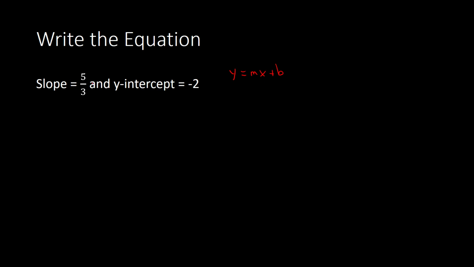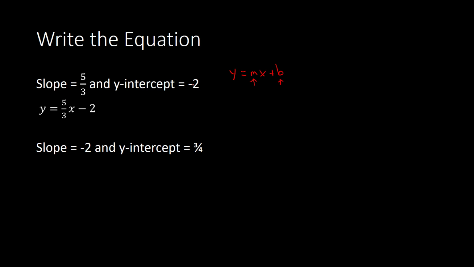Well, in this case, we know the slope already is 5/3. So in place of that m, I'll put a 5/3, and the y-intercept is that b value. So instead of the b, I'm going to put in this -2. So my equation would simply be y equals 5/3 x minus 2. So very quick, if you have the slope and the y-intercept, you just simply plug it in.